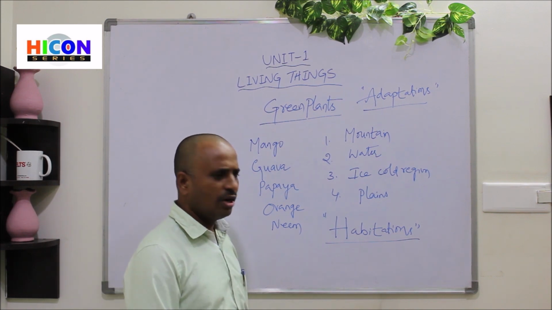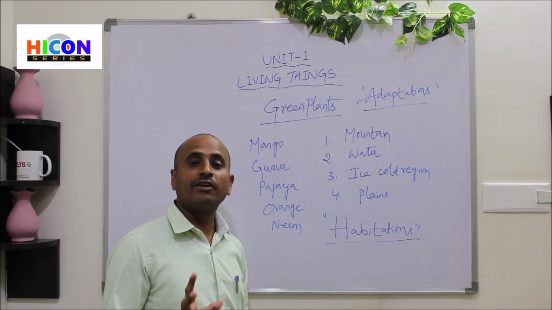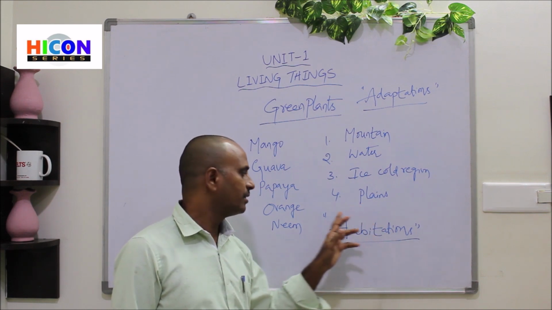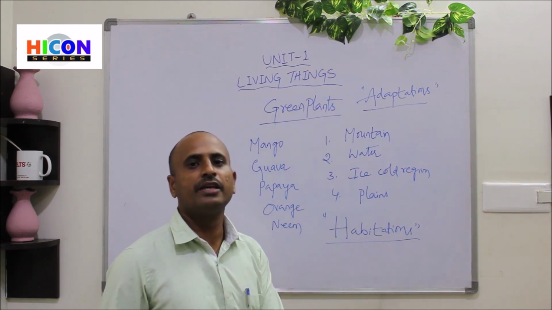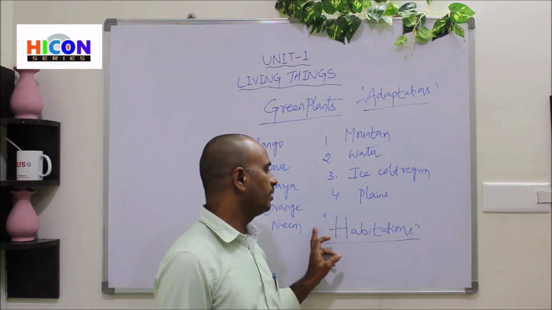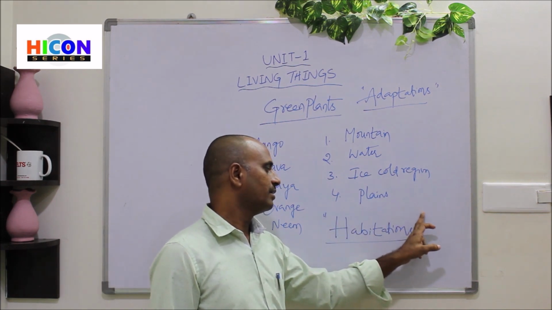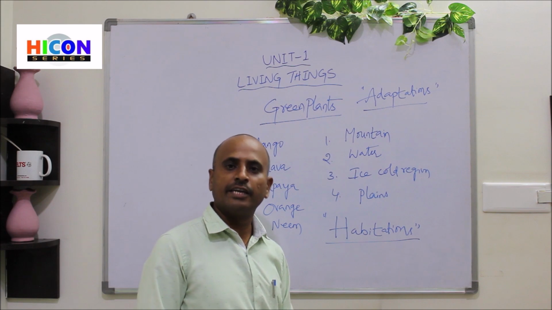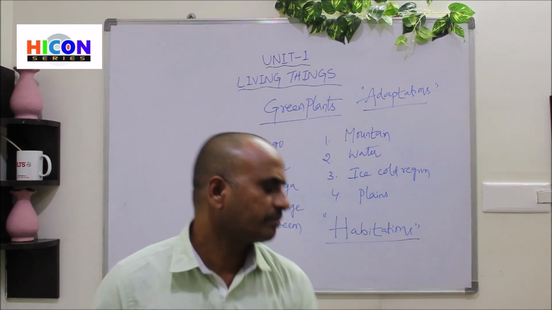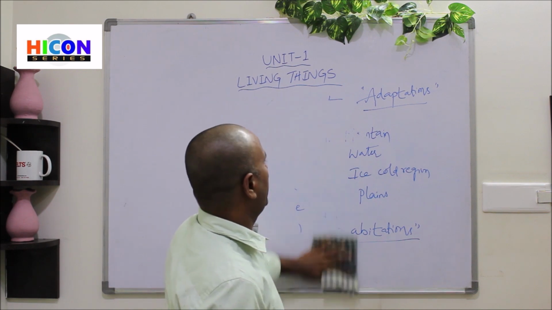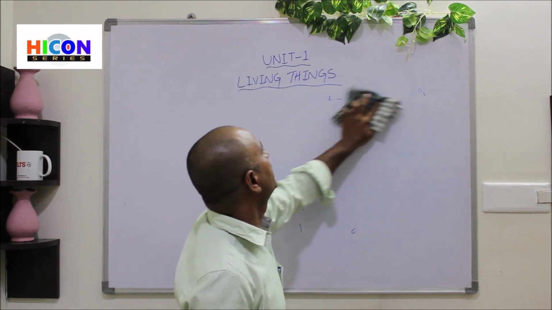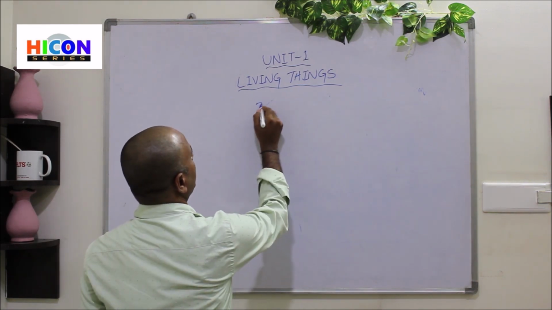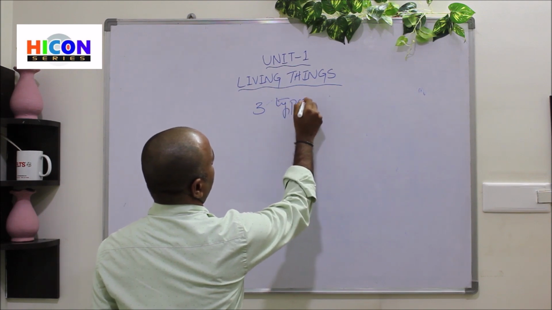Now we will deal with the different types of plants. Depending upon their habitations, the plants are divided into three types. The first one is terrestrial plants. So there are three types of plants.